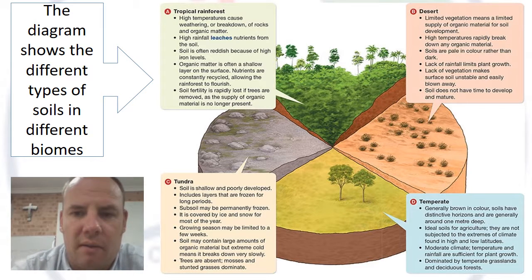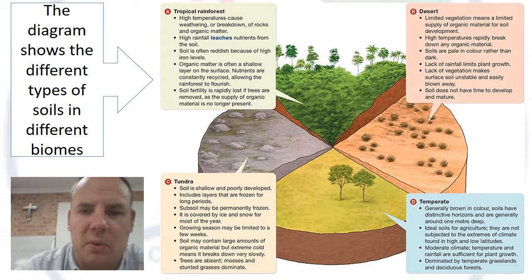Now this diagram looks quite complicated, but it's actually not. We've got four biomes there. We've got tropical rainforest, which would be our forests. We've got deserts, we've got tundra, and temperate, which would be grasslands.